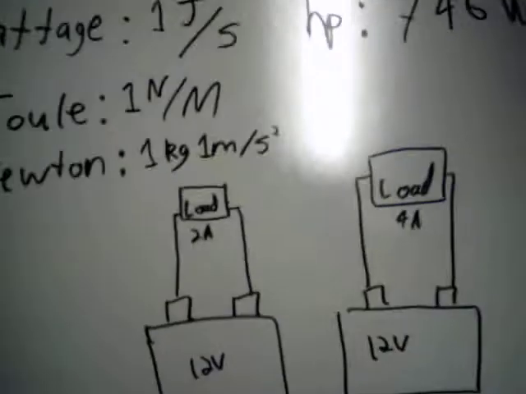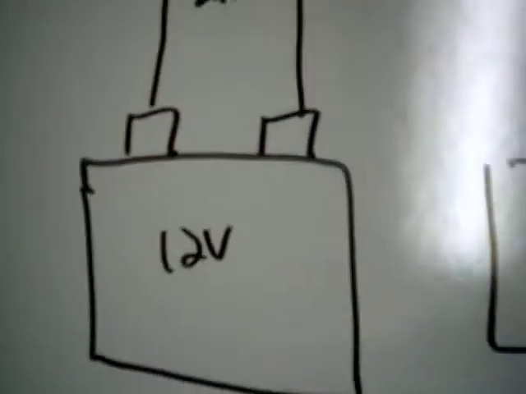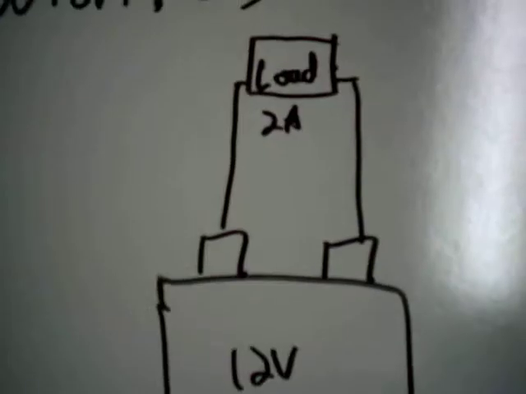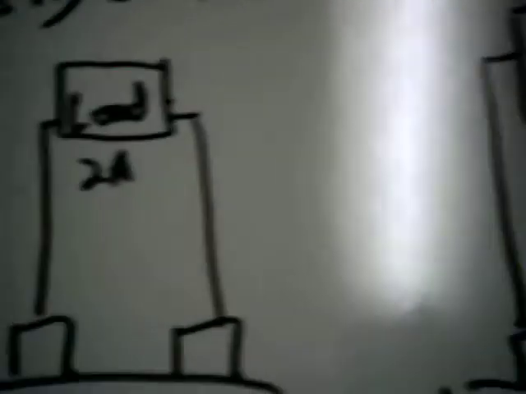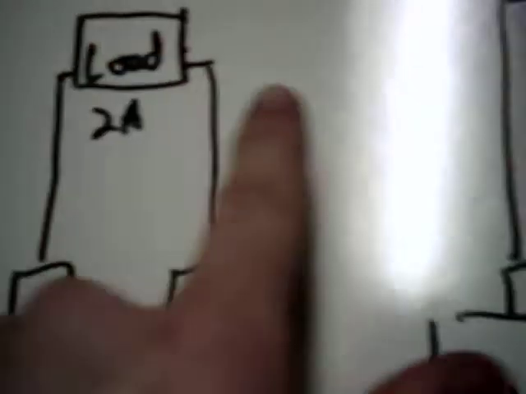I'll show you. We have 2 batteries. One's 12 volts and the other's 12 volts. We have 2 loads on those batteries. One is drawing 2 amps and the other is drawing 4 amps. Now, what are volts and what are amps?